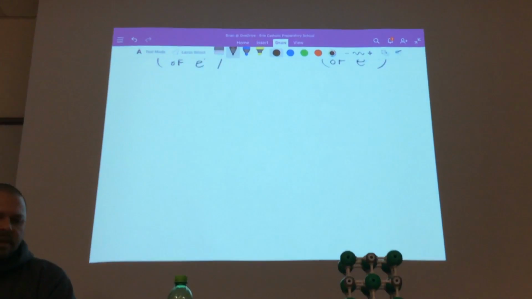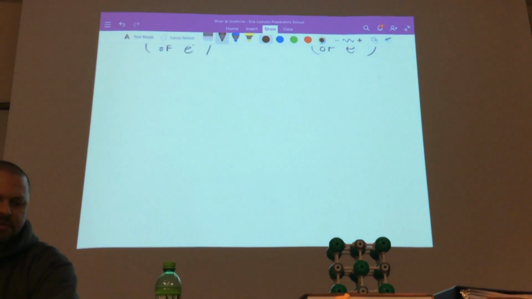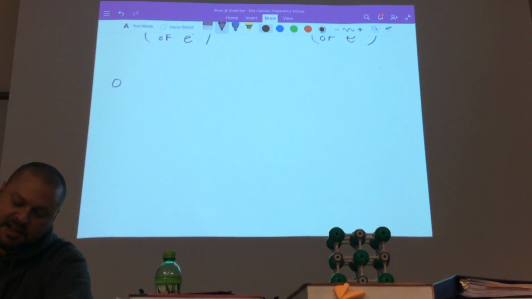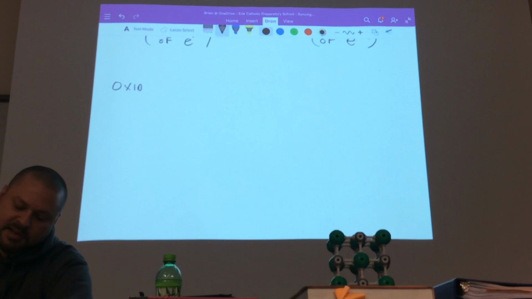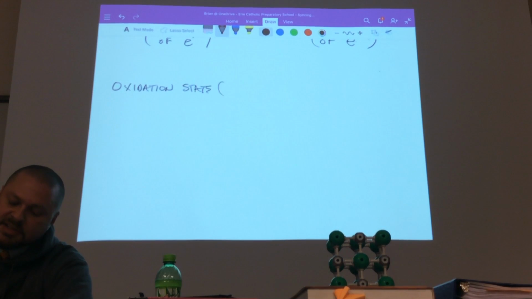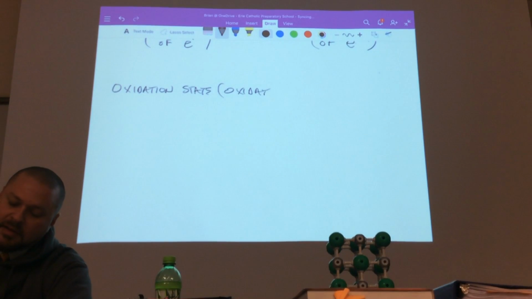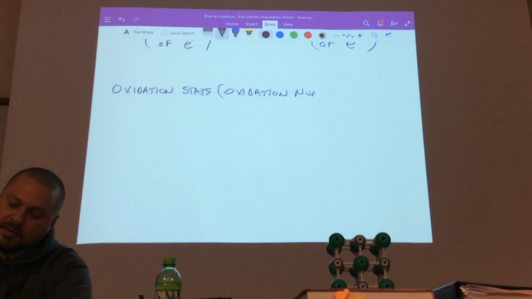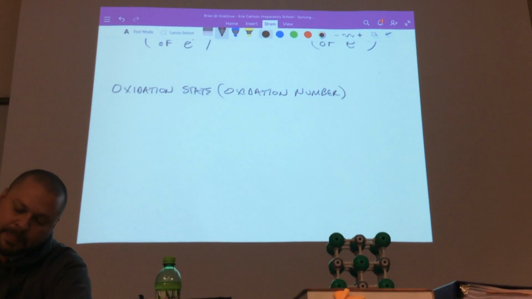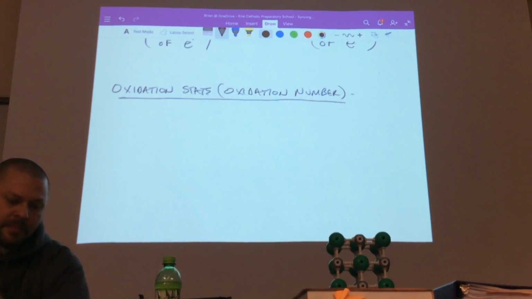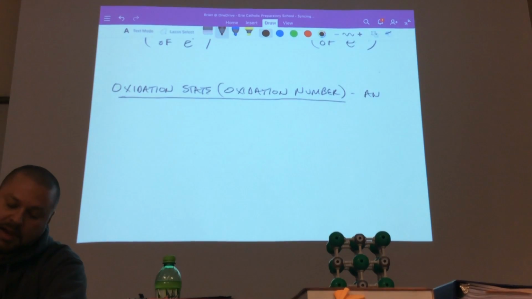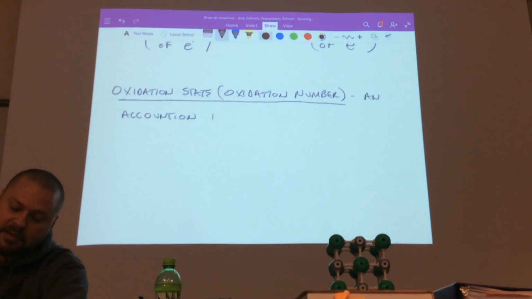All right. Now, in order to do oxidation reduction reactions, you got to understand what oxidation state is. Sometimes I call it oxidation state, sometimes it's called oxidation number. They mean the same thing. So again, it's like I said before, it's an accounting method, just a way for us to keep track.